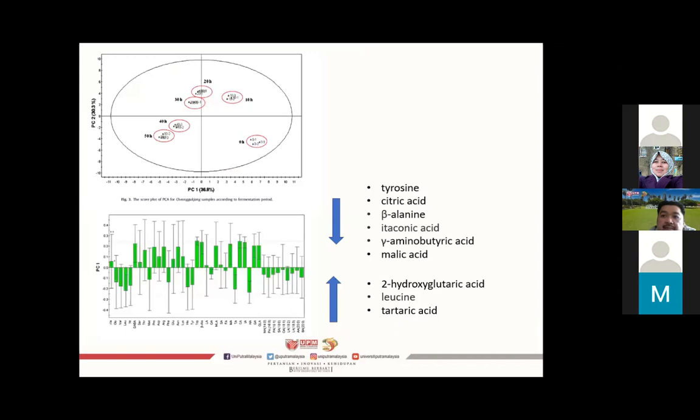Referring to the column loading plot, okay, this is a column loading plot. The major metabolites contributing to the PC1 dimension were these metabolites. The level of these metabolites decreased as fermentation proceeded, in contrast to those of 2-hydroxyglutaric acid, leucine, and tartaric acid, which did the reverse.